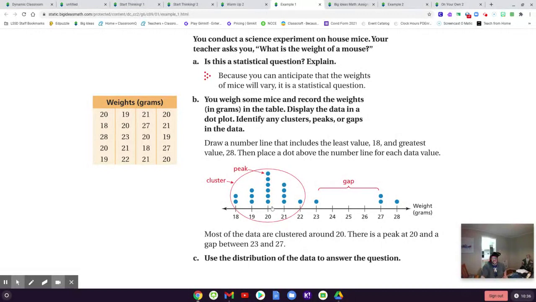And then each dot, this is why it's called a dot plot, represents a mouse. So there were 2 mice that weighed 18 grams. There were 3 mice that weighed 19 grams.